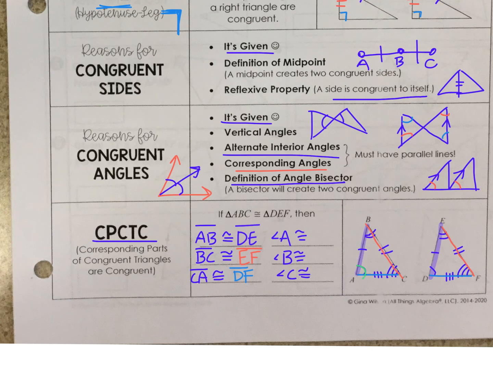We do the same things with our angles. Angle A's got 1 mark. Angle D has 1 mark. Angle B has 2 marks. Angle E has 2 marks. Angle C has the 3 marks. Angle F has the 3 marks.